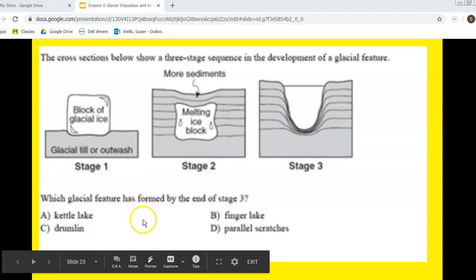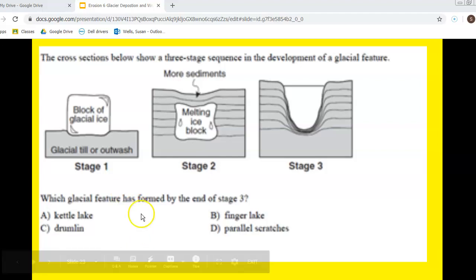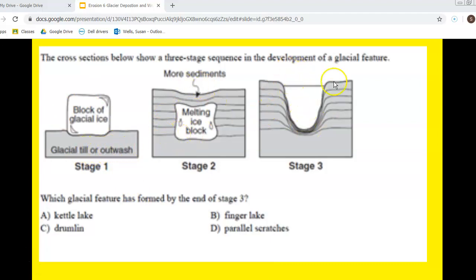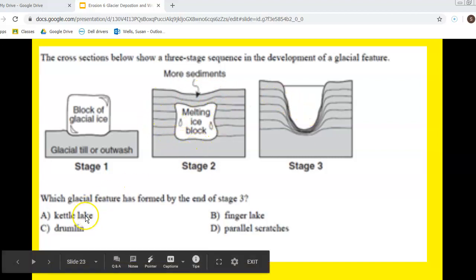This is a typical question about a glacial feature. So you see the block of glacial ice in outwash, covered, and it leaves this lake. Now you might be tempted to say that this is a finger lake, but it is not, because that's not how Finger Lakes form. This is definitely a kettle lake.